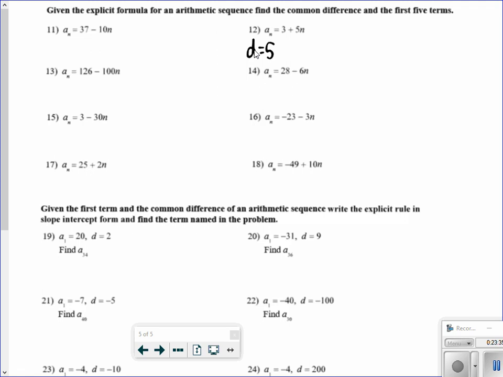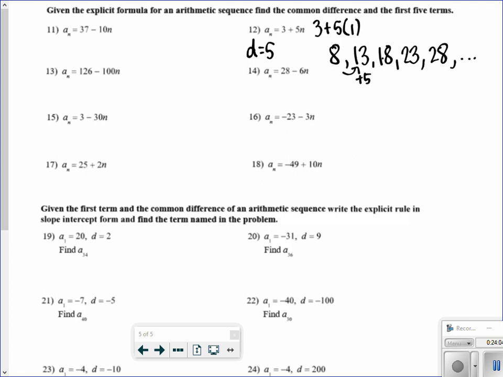So what you're doing is plugging in a 1 for your n value, which is where the 8 comes from, because 5 times 1 plus 3 is 8. What would the next number in the sequence be? 13. We use our common difference. It's adding 5 each time. So 13, then what? 18, 23. All right. First 5 terms.